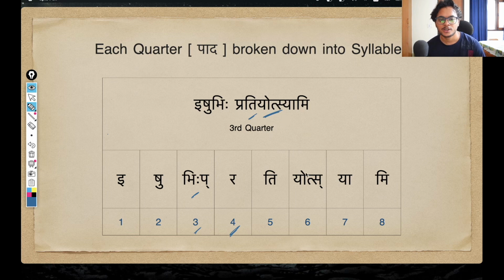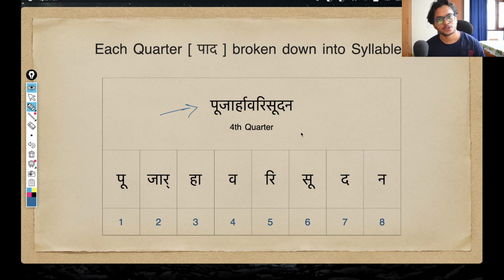Then you see this, yotsya. Again, what I am doing is grouping all the other conjunct consonants that follow this yo together with the yo only. So this yots becomes the sixth syllable. Then ya becomes the seventh syllable. Mi becomes the eighth syllable. Now let us see the fourth quarter also.